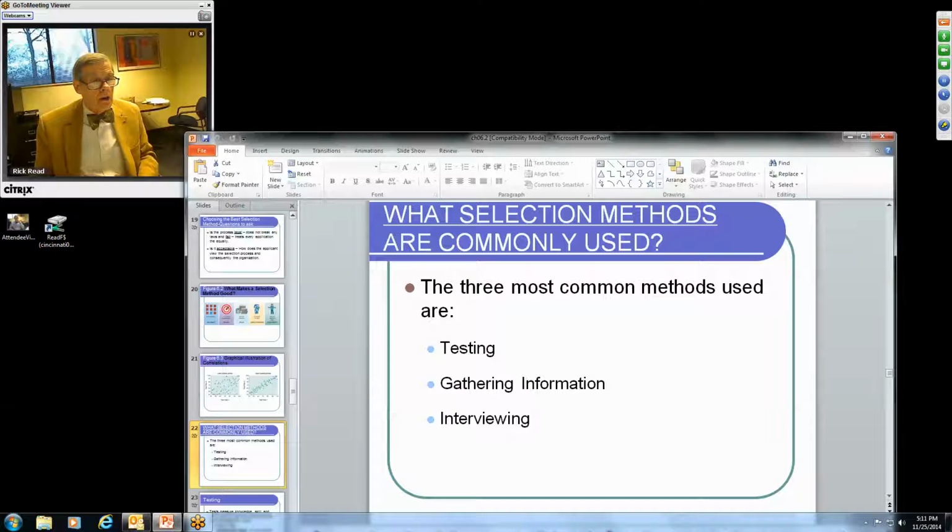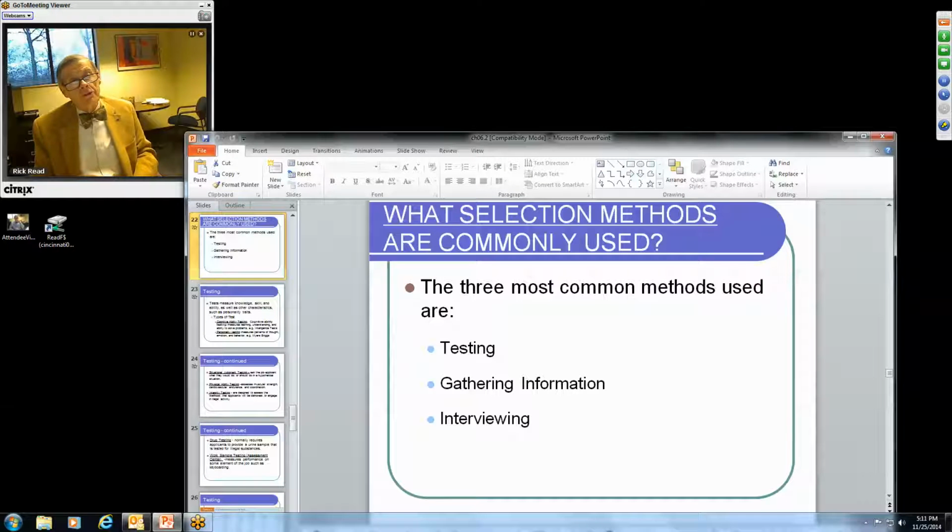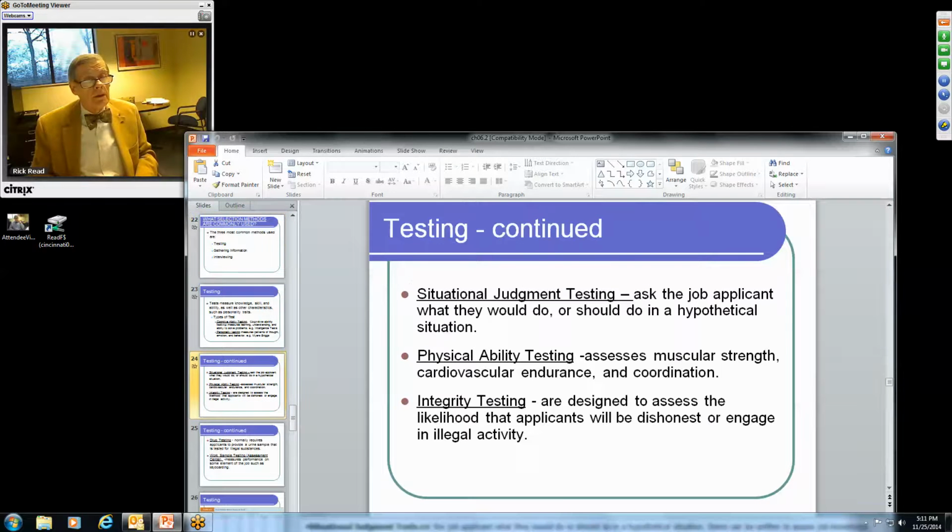So here we are again. We talk about the three most common methods used. We call them testing, gathering information, and interviewing. Gathering information, of course, is going to be done through resumes and through applications, etc. Testing comes in various and sundry colors, which we'll talk about here.